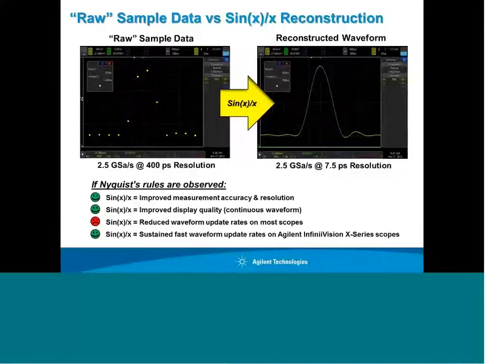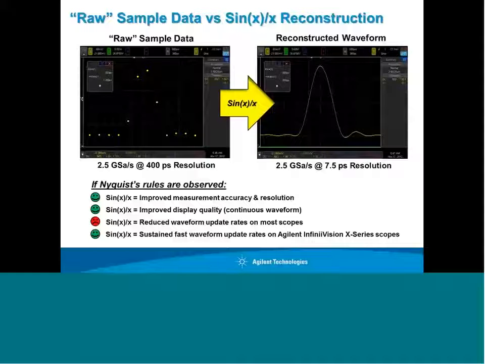Now, you may say, if we go back to the example of the scope capturing this narrow pulse at just 2.5 gigasamples per second, you might say, okay, a 1 nanosecond wide pulse with fast edges, it's only sampling at a 400 picosecond time between samples. That doesn't give me much resolution, but all scopes today will automatically run a sin X over X filter, which is based on Nyquist criteria.